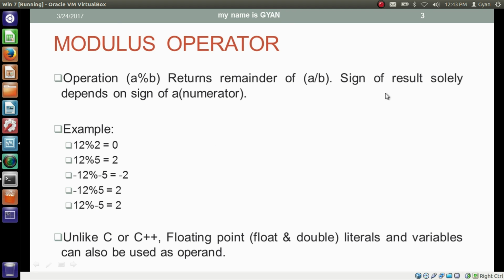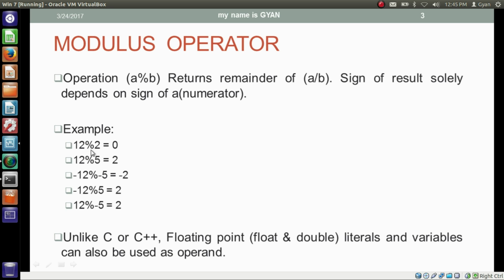Sign of the result solely depends on the sign of numerator, that is a in this operation. Here a is the numerator and b is denominator. So sign of the result of a modulus b depends on the sign of a, not on the sign of b. If you divide the integer 12 by 2, then the remainder will be 0.